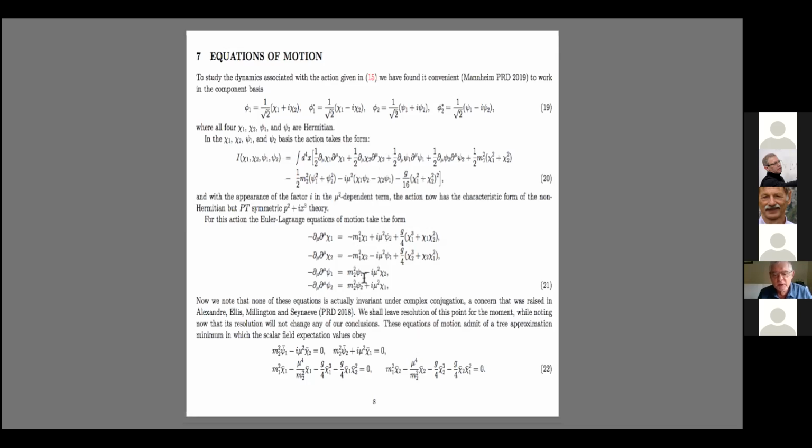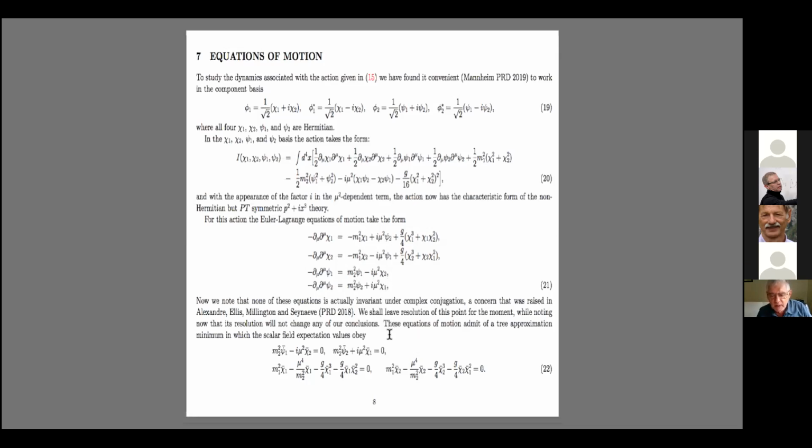Equations of motion, you can derive them directly just by doing the variation with respect to the fields. Got 4 fields, we get 4 equations of motion. Now, if you look at these equations of motion, they are not invariant under complex conjugation. And Alexandre, Ellis, Millington, and Senaev pointed that out. We will have to address that point, but let's leave it for the moment, because it's not going to affect any of our conclusions. Let me just ignore that point and see how we resolve it a bit later on.